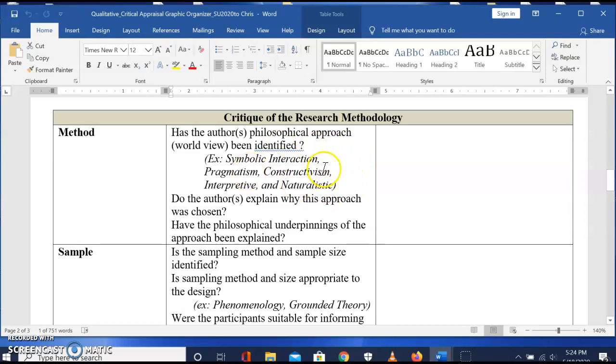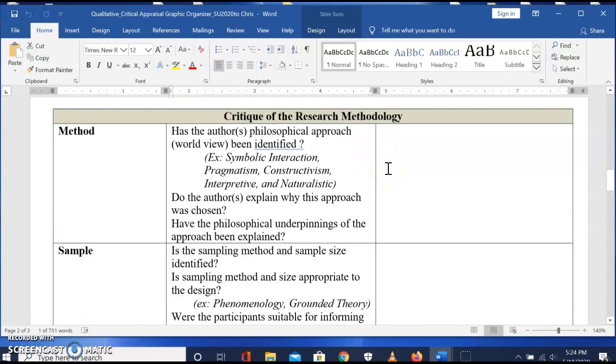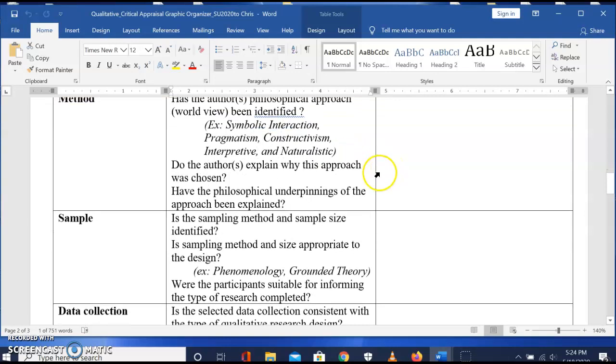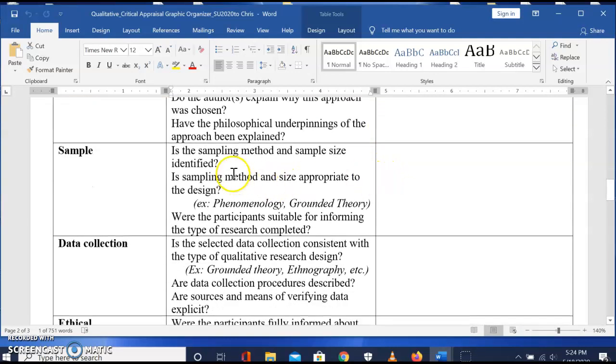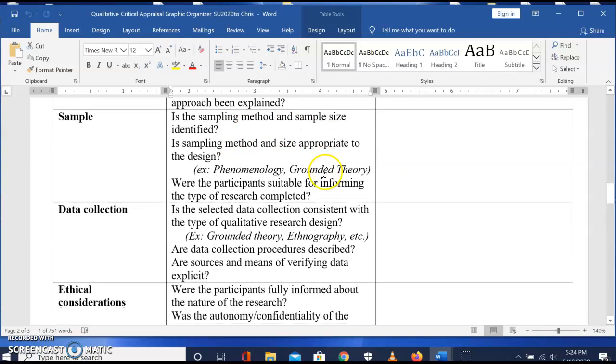So it's important for the qualitative researcher to identify this so that the person who's reading their research understands what view of the world that they're taking. Okay, then we're going to go through the sampling method, looking at the sample size. Is that sampling size appropriate to the design?